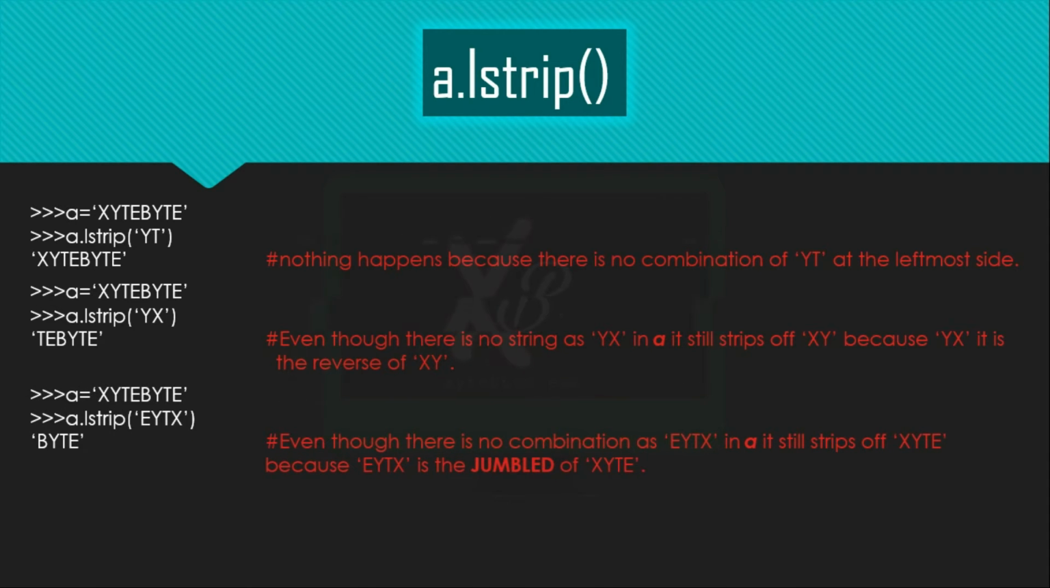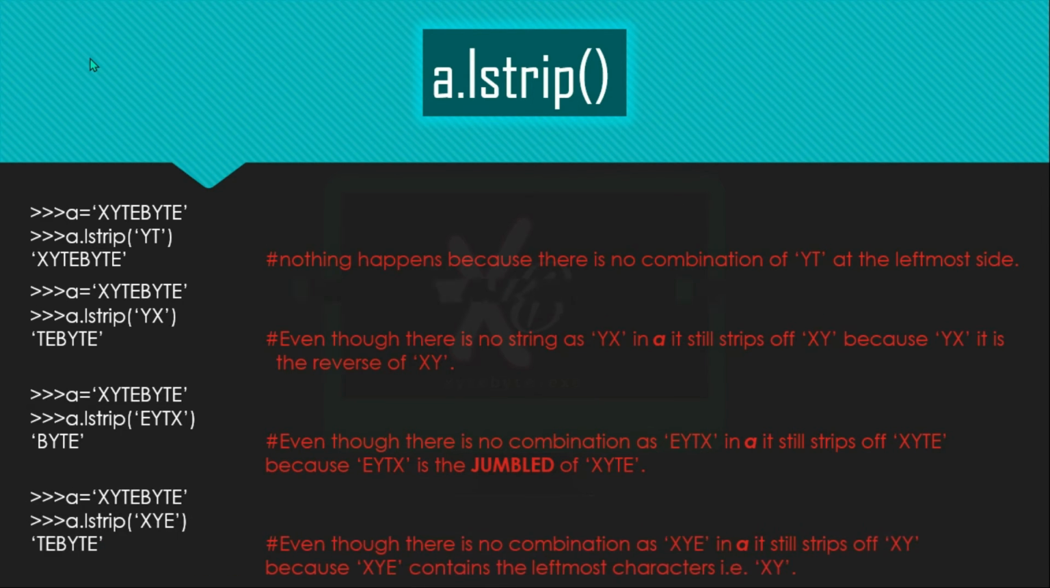Then we have a.lstrip eytx. Even though there is no combination eytx in a, it still strips off xyte because eytx is the jumbled word of xyte. So on the left hand side you can see eytx, even though it's xyte, eytx is a combination of the left side, so we can remove that. As you can see here, a is equal to xyte byte, a.lstrip xye.